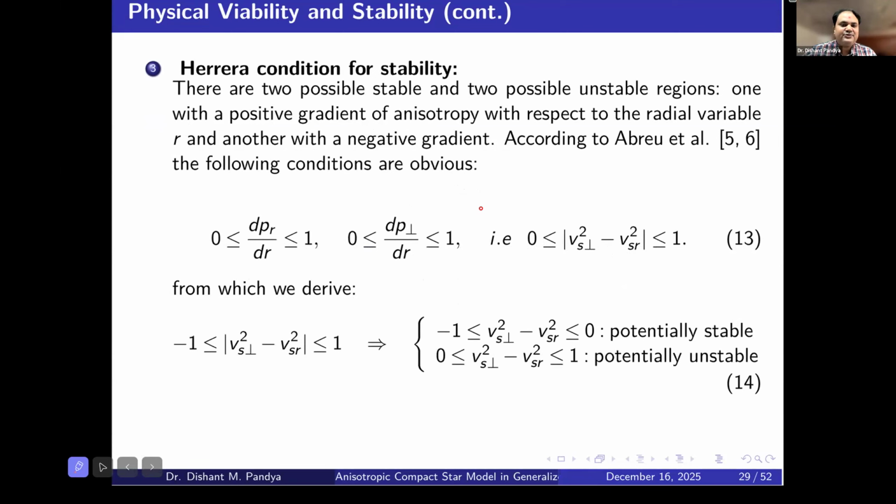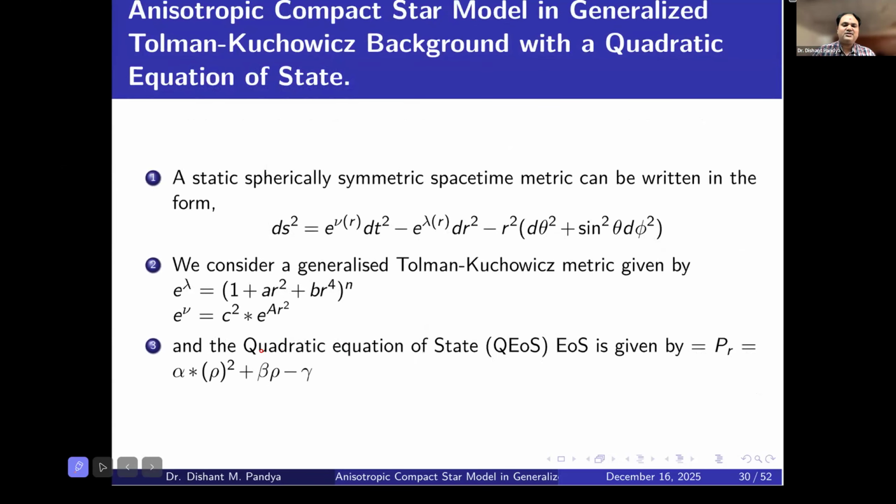Similarly, for the Herrera condition for stability, the potentially stable region is -1 to 0 for this difference. When this difference is between 0 and 1, it is potentially unstable. But overall, this modulus value should lie between -1 and +1. If it crosses beyond that, then definitely one of the conditions for the acceptability of our model is not met. So again, in that case, we have failed. This was the primary logic of the whole theory, connections and requirements.